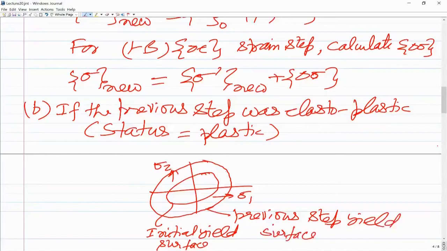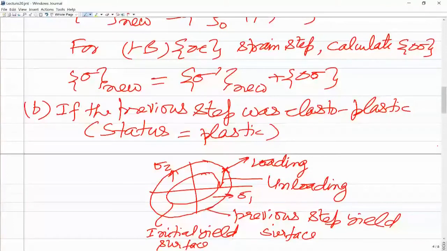So now suppose we were previously somewhere here, and when we calculate the incremental stress for the current step, either we go in this direction, which is loading, or there can be unloading. There are two possibilities again. So this is loading, that means the elastoplastic loading is continuing. That is one possibility, or there can be unloading. These are the two things which can actually happen.